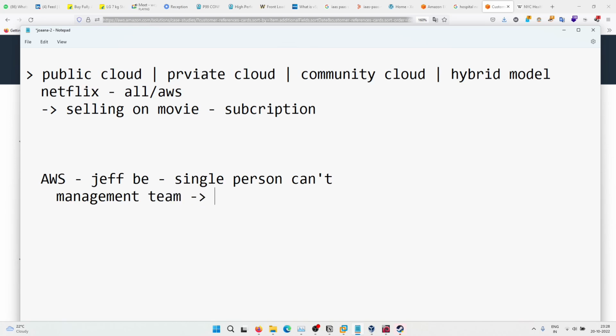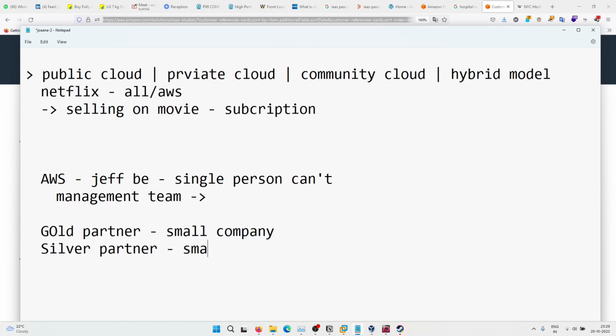And AWS is all over the world, in more than 100 countries. So the boss or the technical team will not go to every country. So we require more people to join their team and provide these kinds of services. And AWS is also not doing the whole thing. They have gold partners and silver partners available. These are small companies that partner with AWS and provide the services, like a franchisee.